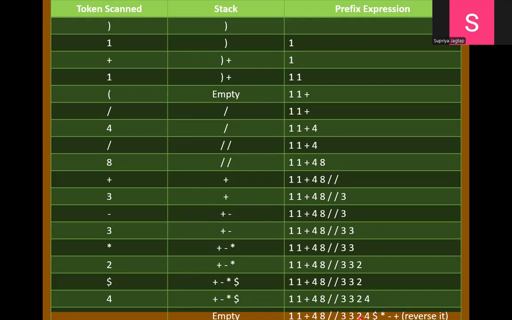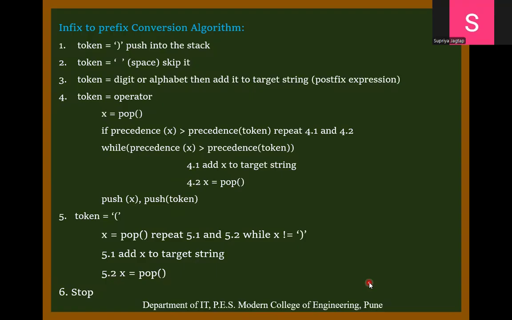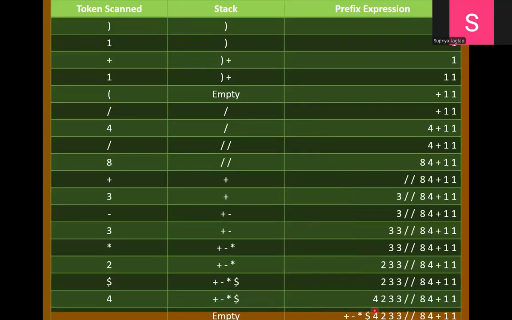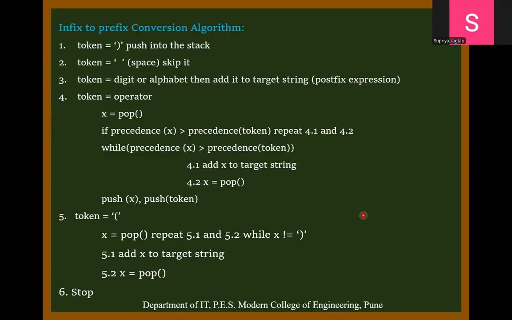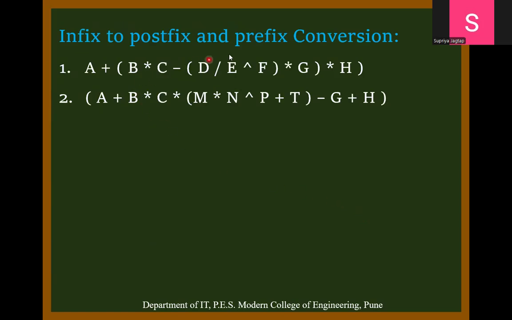Now to get the final answer, we have to reverse this result, and this will be our resultant string, that is our prefix expression. As we reversed the given infix expression, after converting it into prefix, we have to reverse that result back to get the actual prefix expression. So this is the algorithm. These are some examples for practice. You can solve them by applying this algorithm.